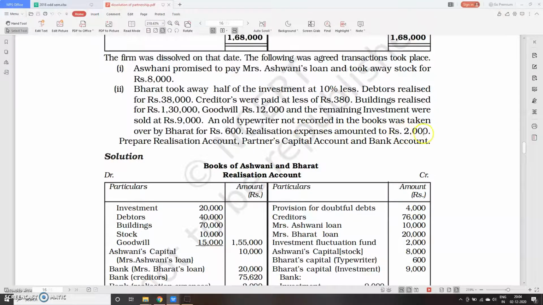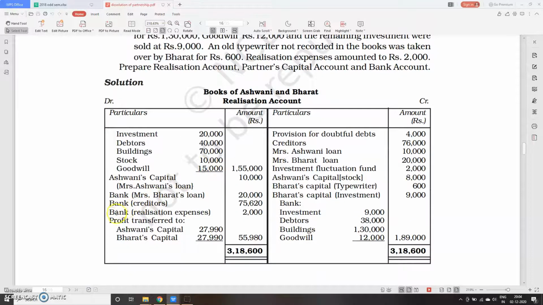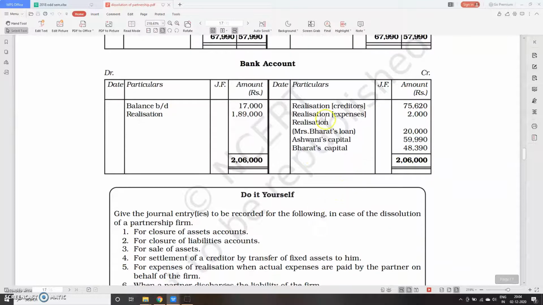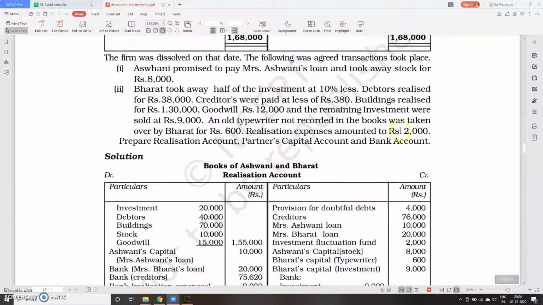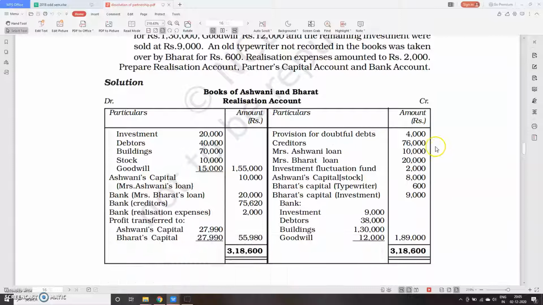Realization expenses amounted to 2,000. You know it is always debited. So bank, realization expense 2,000. Once the bank account comes, there should be an entry in the bank account also. So realization expense of 2,000 is put in the bank account credit side, paid. Prepare realization account, partners' capital accounts and bank account. Alright, so we have taken care of everything from the question.